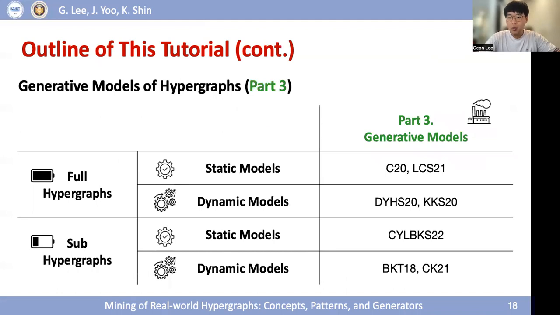In part 3, which will be about generative models of hypergraphs, we will cover 9 papers. The models are divided based on whether they generate the entire hypergraph or the sub-hypergraph. Also, these models can be divided based on whether they generate static or dynamic hypergraphs.